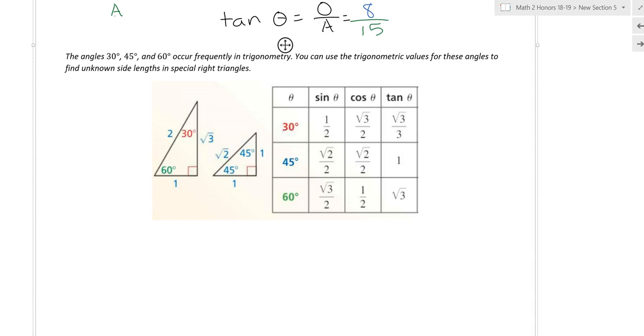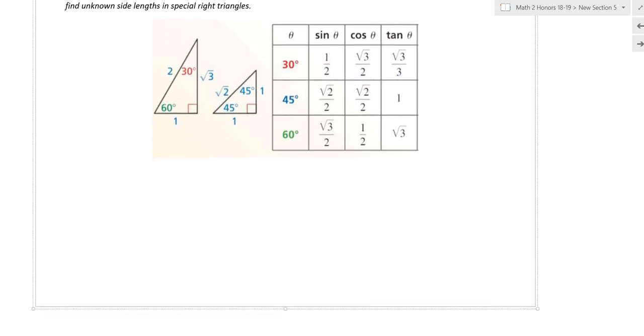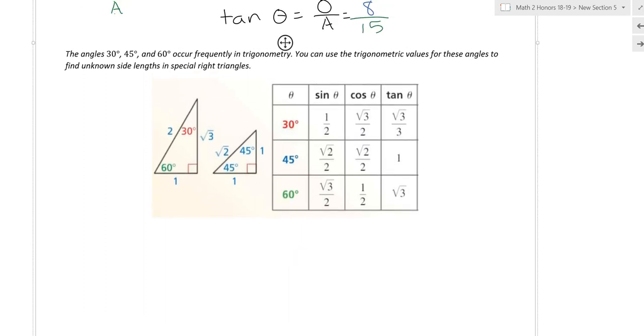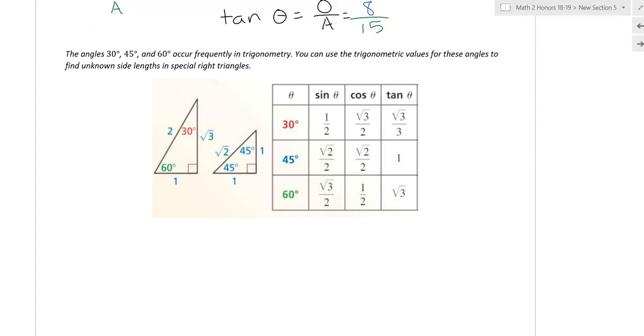So 30 degrees, sine of 30 is 1/2, cosine is square root 3 over 2, and tangent is square root 3 over 3. 45 is square root 2 over 2, and square root 2 over 2 for both sine and cosine. And sine of 60 is square root 3 over 2, and cosine is 1/2. Okay, we are more worried about the sine and cosine. We're not super worried about the tangent with what we're going to be doing in this unit.